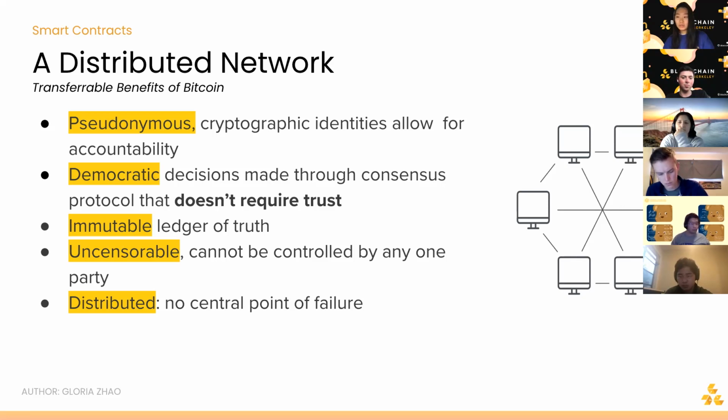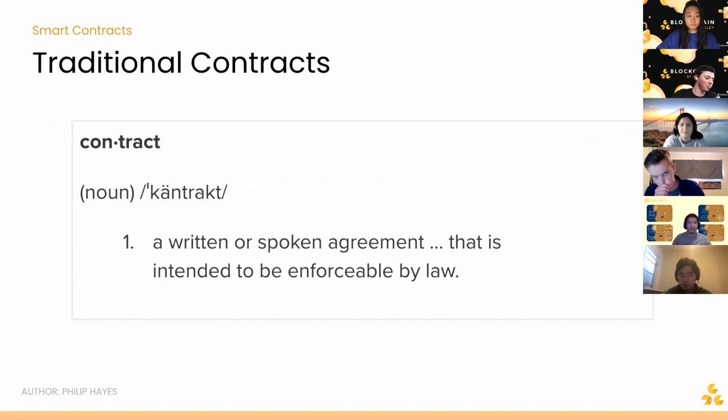5thly, it's distributed. So that means there's no central point of failure. And the execution of transactions on the network depends on the network of miners located around the world. So as we talk about Ethereum, please just keep Bitcoin's architecture in mind.